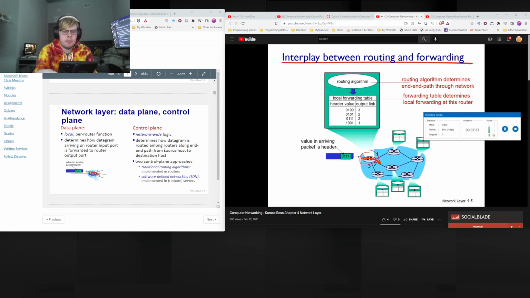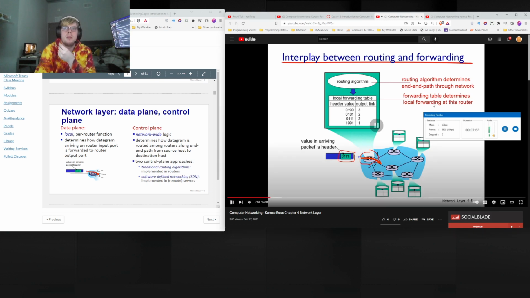For example, let's assume that this packet arrives at this router at a particular point. When this packet arrives at the router, the router will examine the header, and when it examines the header, it finds this number 0111. Now when it finds this number, it consults the forwarding table.